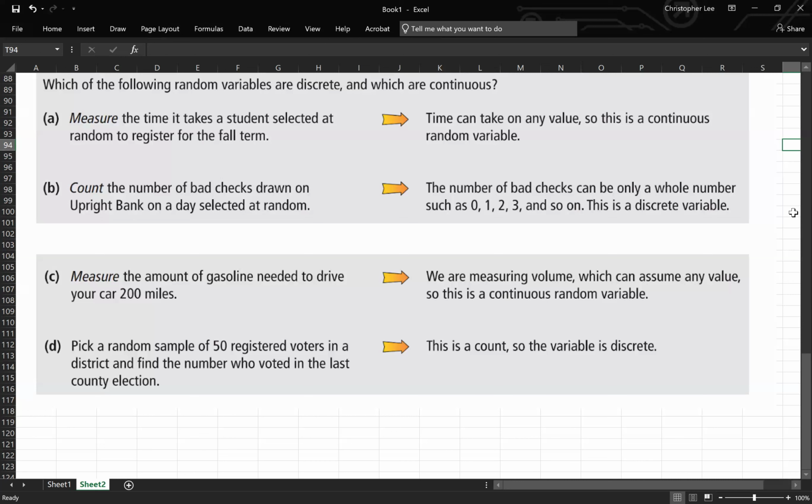Sorry, so we are measuring volume, which can assume any value. So this is a continuous random variable. Pick a random sample of 50 registered voters in the district and find the number who voted in the last county election. Since this is a count, that's discrete. All right. Questions on this? You good? All right.